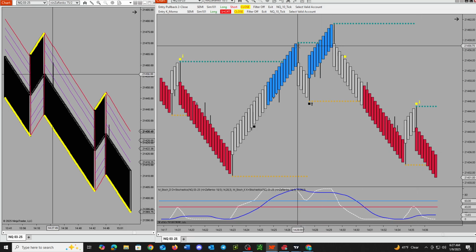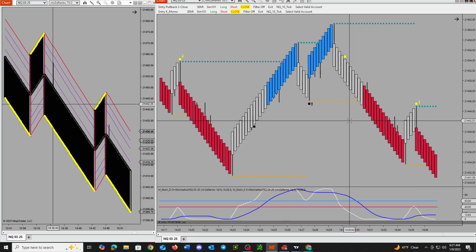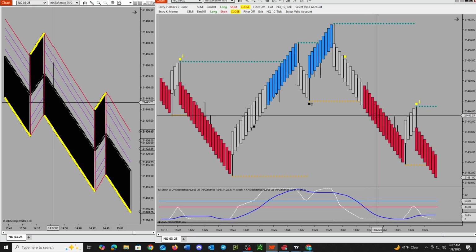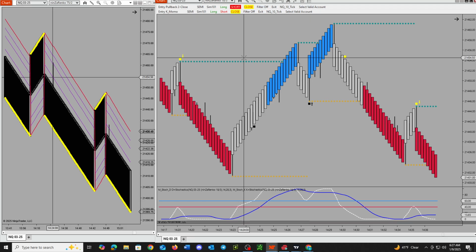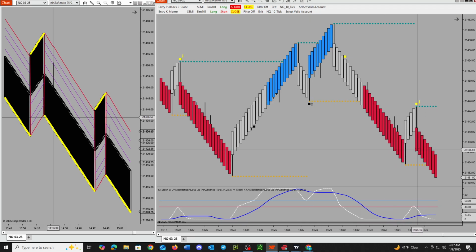So then, let's say you miss this, dang, but you happen to see it, you recognize, okay, it's resetting, it's potentially going to go back. So now just go ahead and activate your short up here for your 2 close entry.